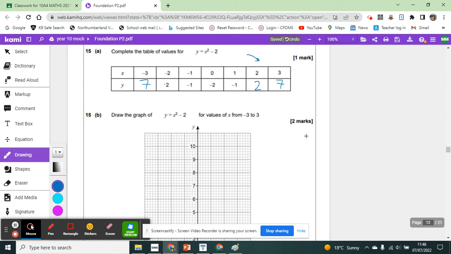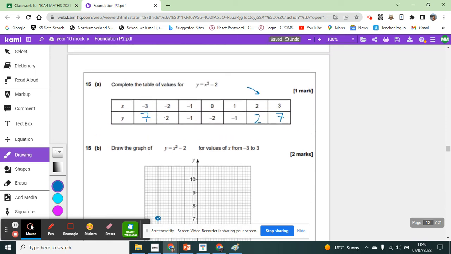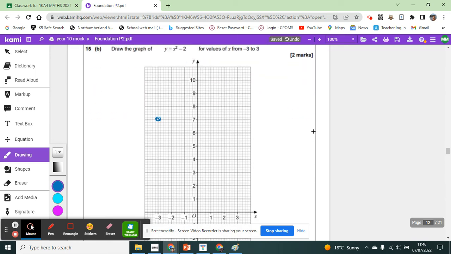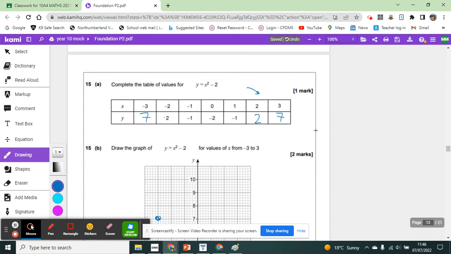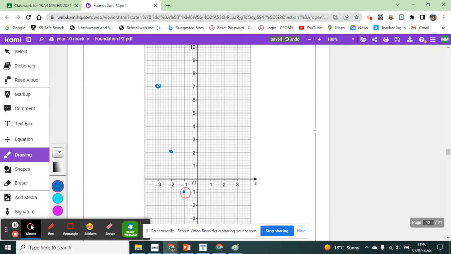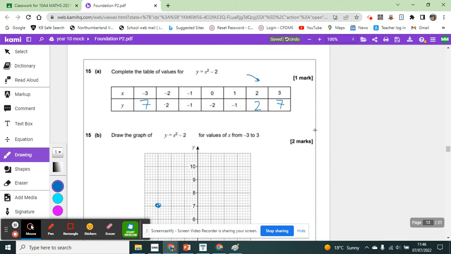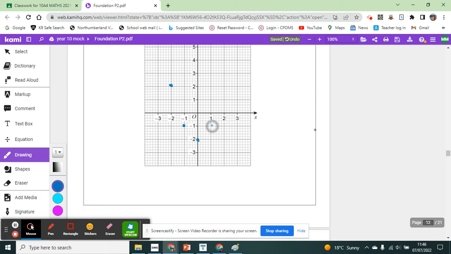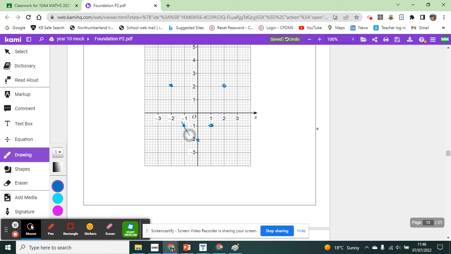For this bit, you've got to plot it, so we're going -3, 7. Now, some of you got an answer that's off the graph. If it's off the graph, I'd go back and check your working. Make sure you've done it right. -2, 2. -1, -1. 0, -2. 1, -1. And then I think we're going back up, aren't we? 2, 2. And finally 3, 7.